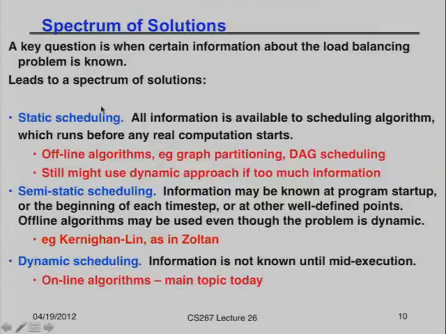And the spectrum of solutions basically depends on when you know the answer, when you know the input. Do you know the input way ahead of time? That's the easiest case. You do graph partitioning, it's static scheduling. You do something offline. And actually, it turns out that even if you know everything ahead of time, even if you know the entire dependency graph, sometimes people still use a dynamic approach. And why would they do that? It's because the DAG is so big you can't write it down.